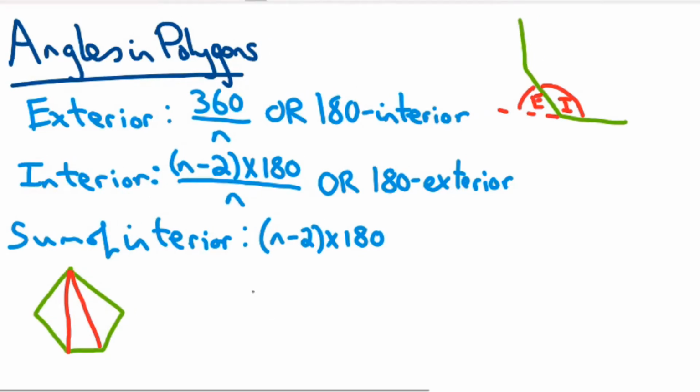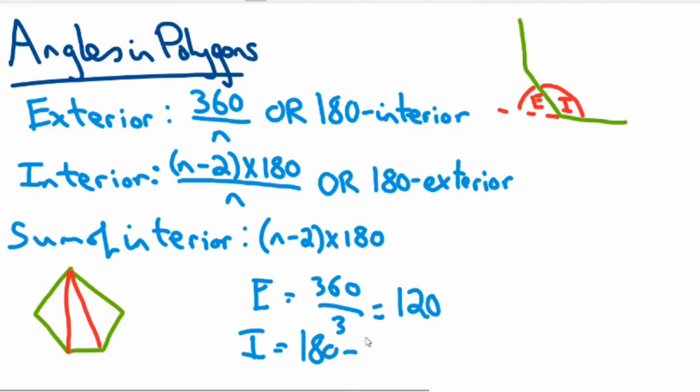So let's say we wanted to work out the exterior and interior angles of a triangle. Well, a triangle has 3 sides, so for the exterior, we can say that's going to be 360 divided by 3, which will give us 120. And then for the interior, we can just say that's 180 minus 120, which will leave us with 60. If we just wanted to check with the other interior angle formula though, n is 3 because it's 3 sides, 3 minus 2 is 1, 1 times 180 is 180, and then divide that by 3, again, is 60.